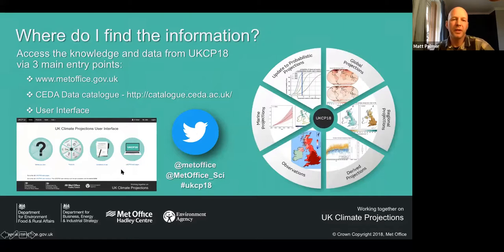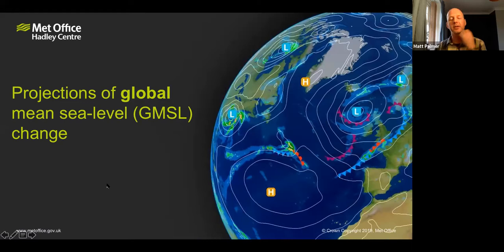Okay, if you are interested in finding out more about the data sets, particularly the global projections, there's a bit of information on this slide. They're all available through the CEDA data catalogue, and there's also a user interface if you prefer. It's mainly just to know that those simulations and all of the sea level projections are available for the entire coastline of the UK, both for the 21st century and out to 2300. Okay, so let's get on to the projections of global mean sea level change.